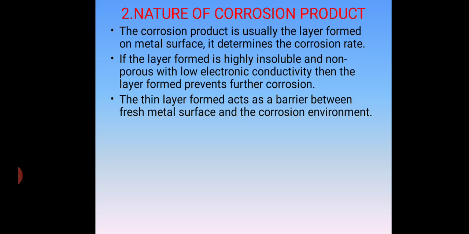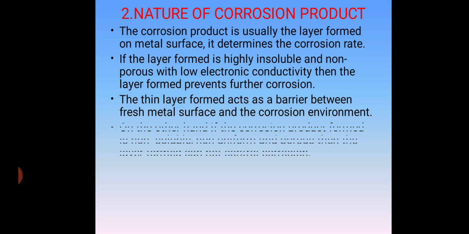Initial whatever corrosion product formed gives a coating on the metal surface, hence it resists the attack of further oxygen or moisture, and in this manner it prevents the corrosion. When? Only if the corrosion product is of non-porous or highly insoluble or low electronic conductivity property. If the nature of the product formed is such, then it resists the further corrosion.